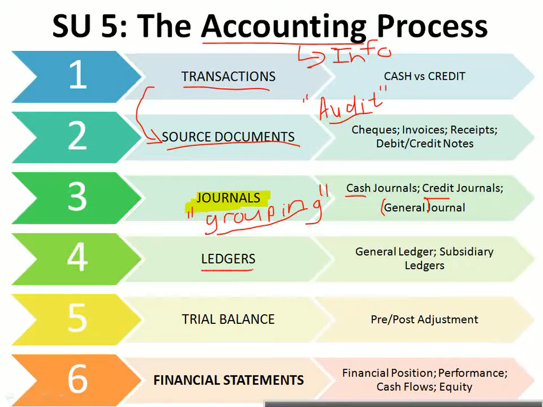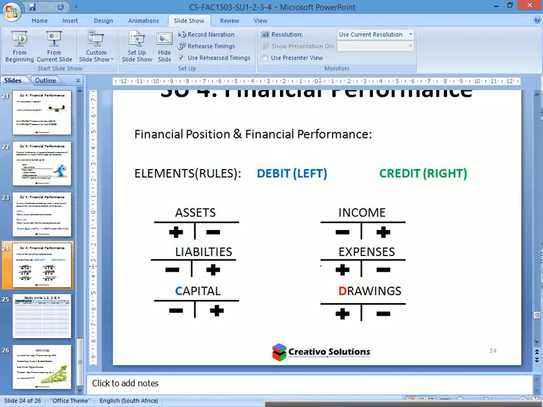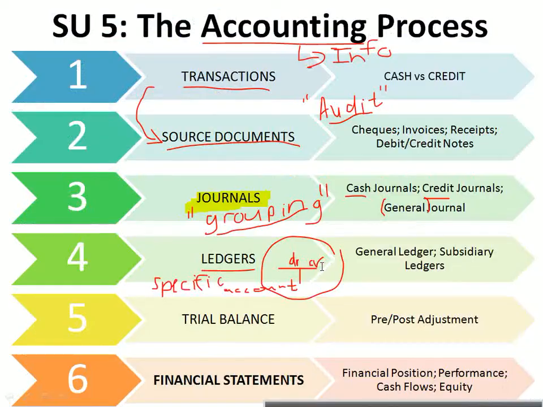Then you've got something called a ledger. A ledger is the T account. You've probably seen it. Debit left, credit right. It's a little T account, where you can record things on the left of the account and record things on the right. That's the ledger, and the ledger is specific in terms of the account. So you'll have a bank account, so I'll have a T account for the bank. And I'll have a T account for the debtor. And I'll have a T account for the sales.